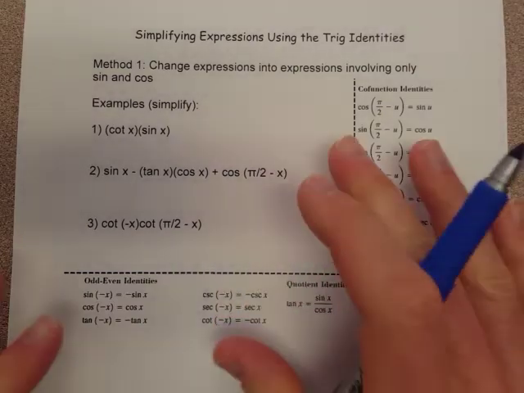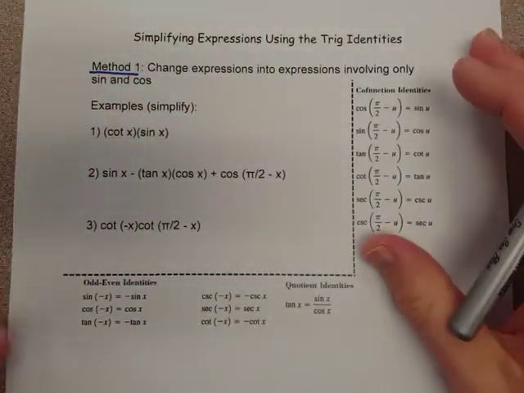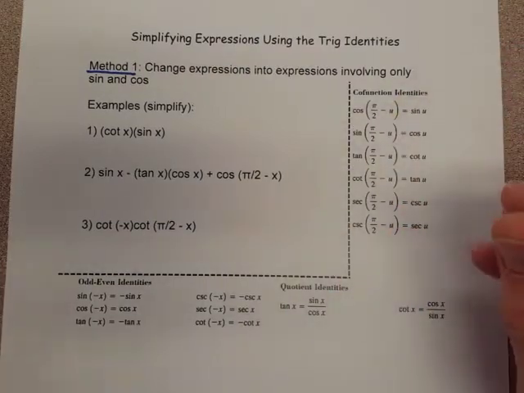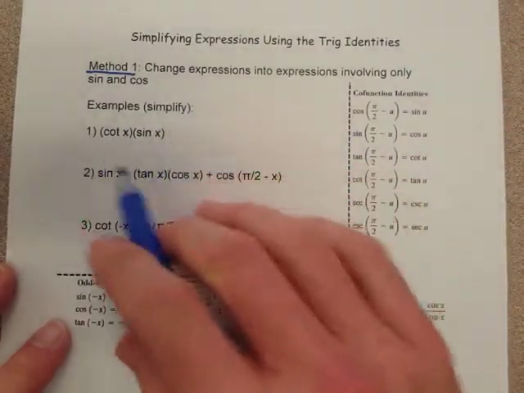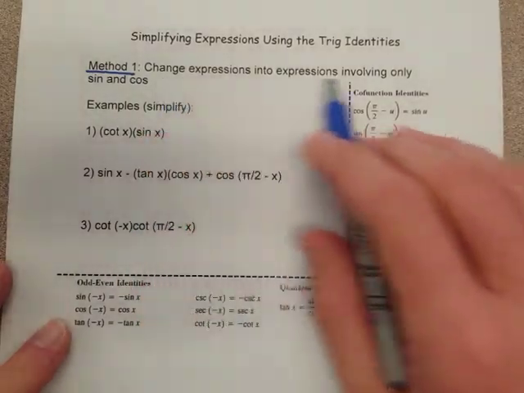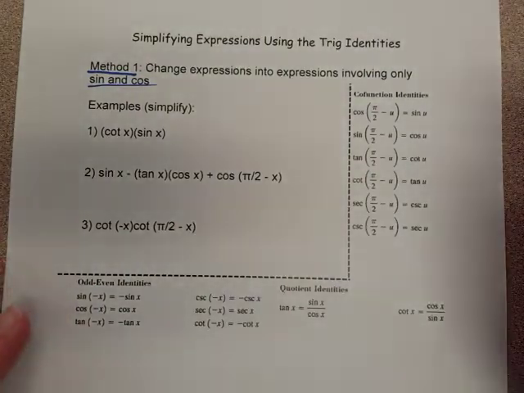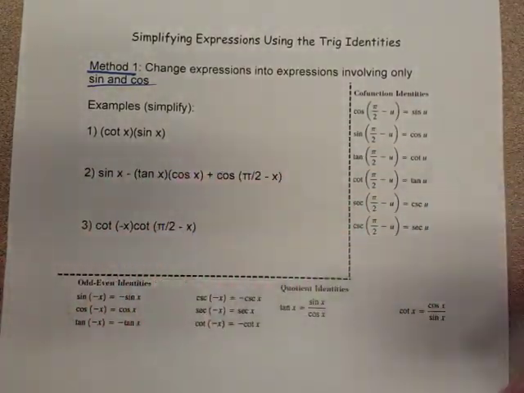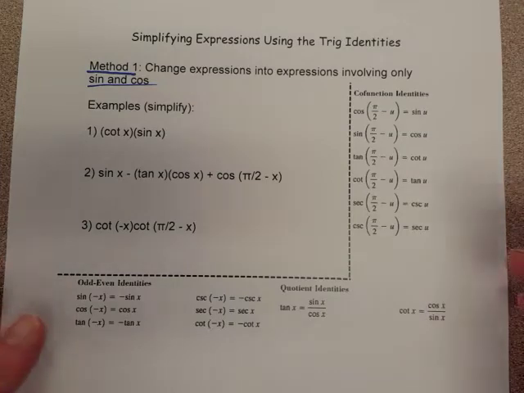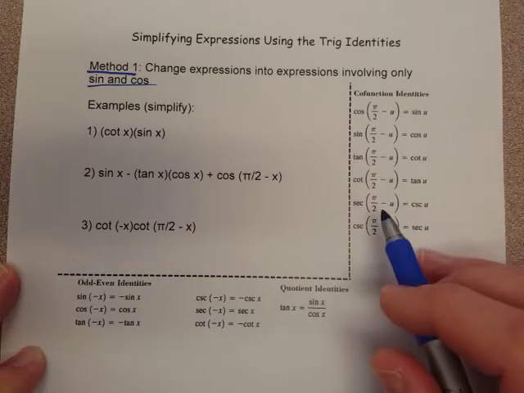First method, and the reason this is method number 1 is because this is the most important method that you'll be using probably throughout all of chapter 5. If we're going to simplify these expressions, we want to change them into ones only involving sine and cosine. So we're going to see some examples here where they can all be changed in that way, and I've got some of the identities that we'll be using around here.